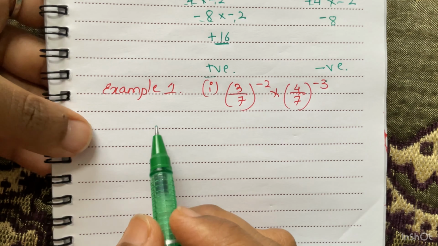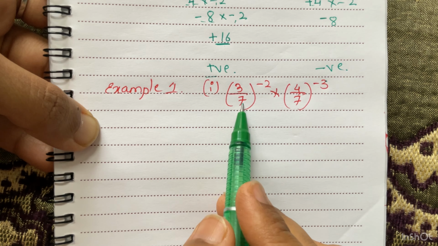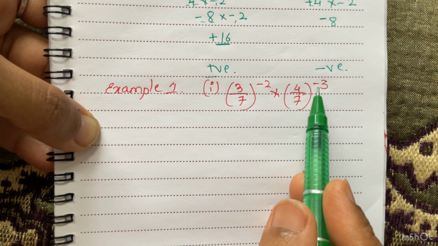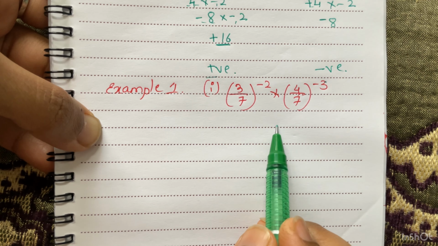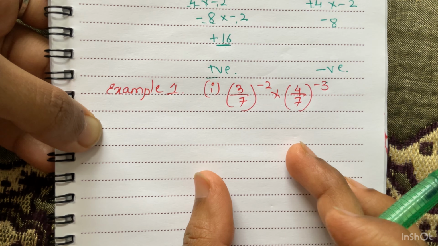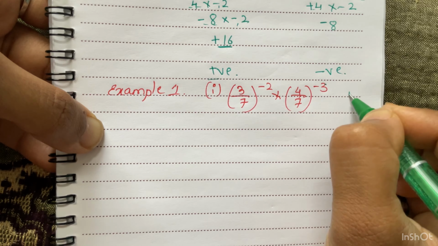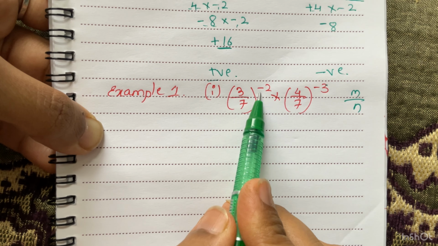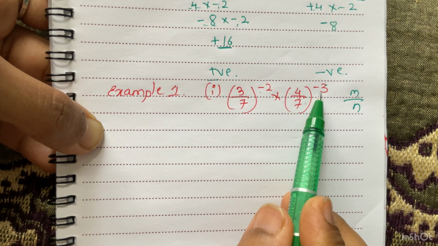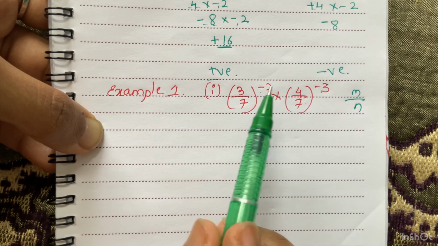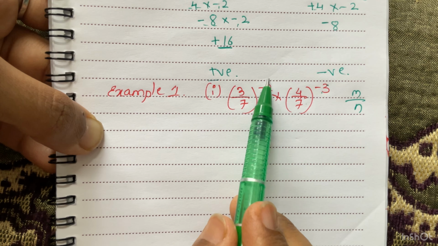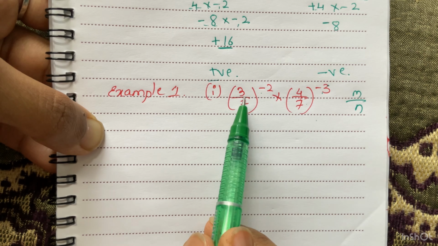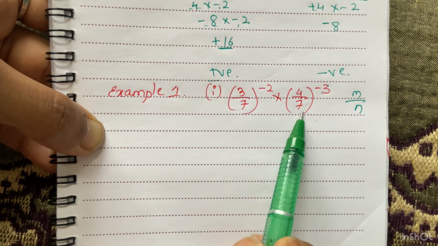Example 1, the first question: (3/7) raised to the power minus 2 into (4/7) raised to the power minus 3. We have to evaluate this, which means simplify it and express it in the form m by n. Now see here, 3 by 7 has a negative power, and this one also has a negative sign. To simplify, we have to convert the negative sign to positive. For that, we need to take the reciprocal of both numbers.